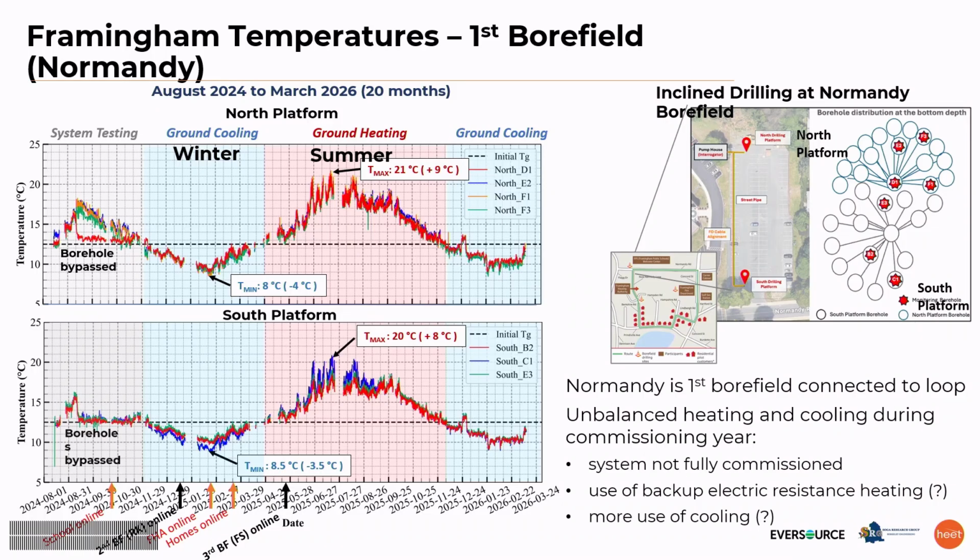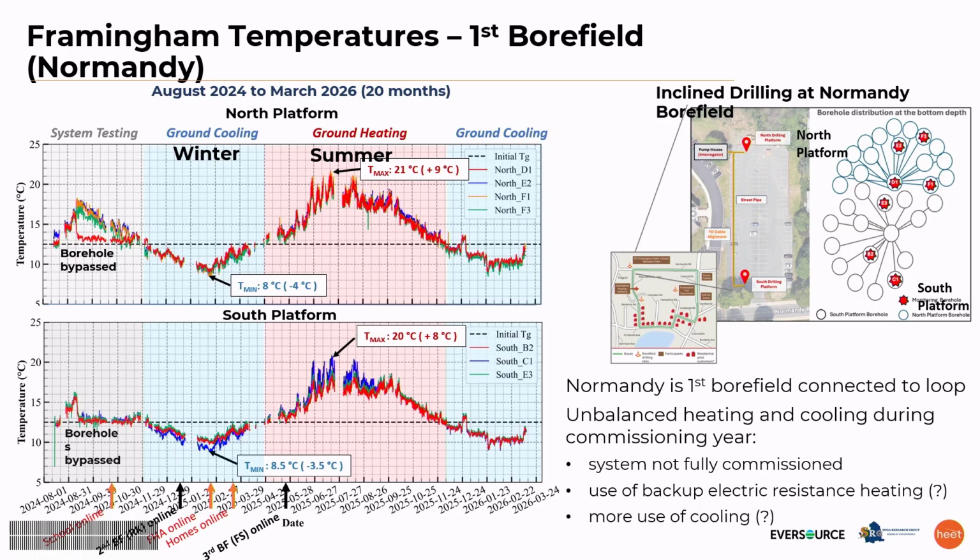This is the first bore field, the Normandy bore field. It's located in the top left of the loop. It has 2 platforms, and the bores are deviated with a pyramid configuration. So what we see is at the beginning, there's a period of testing. Some of the boreholes are being bypassed. The temperature of the subsurface, when it's undisturbed, is 12.5 Celsius, your 55 degrees Fahrenheit.